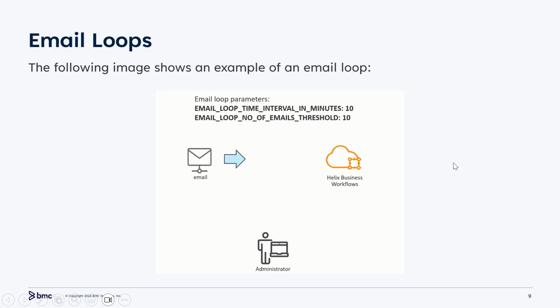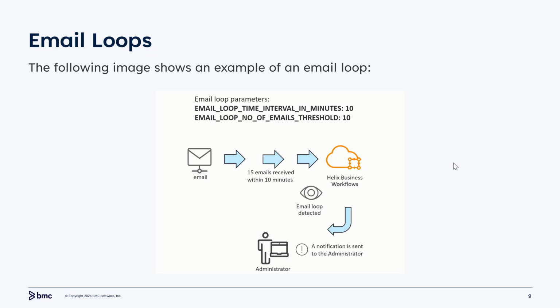Now next we will look at email loops. The following image shows an example of an email loop. Basically, whenever an email is triggered 15 times within 10 minutes to business workflow, the email loop is detected. A notification is sent to an administrator and the sender is blocked. If that email is legitimate, then the administrator removes that person from the block list.